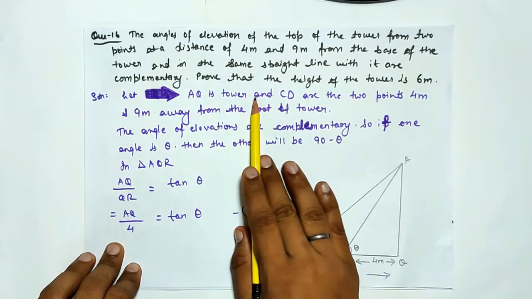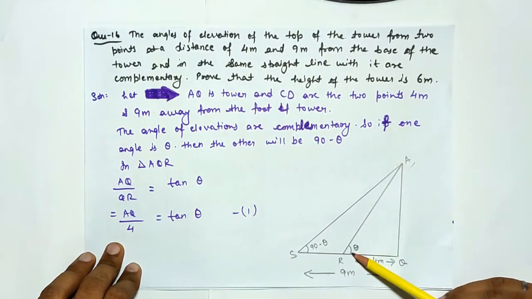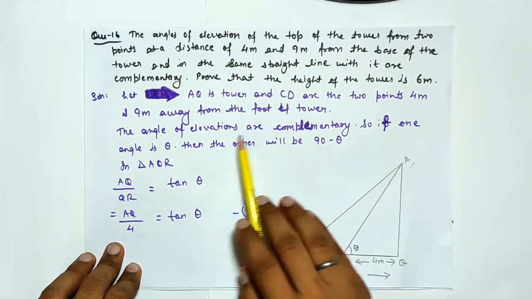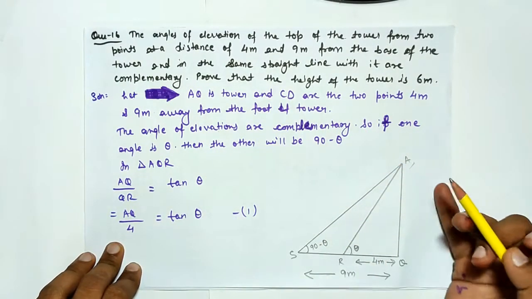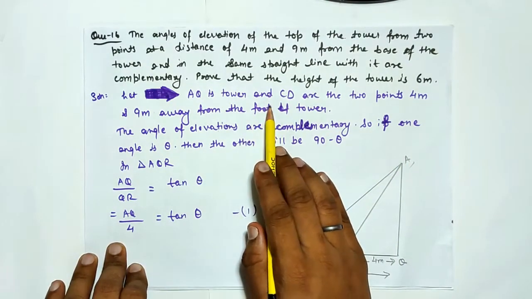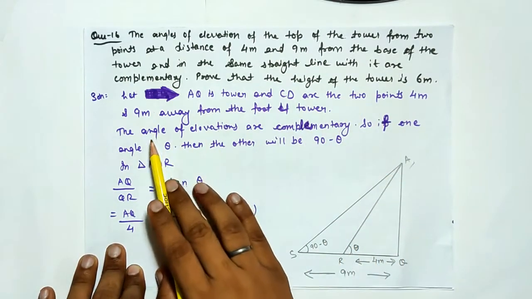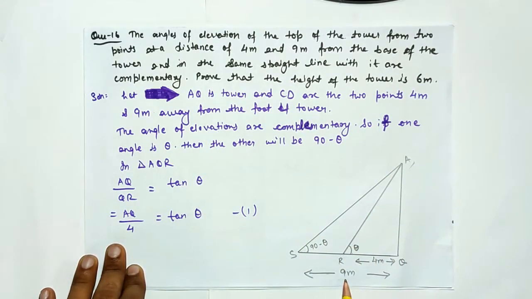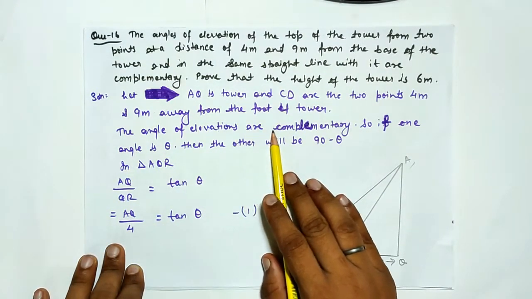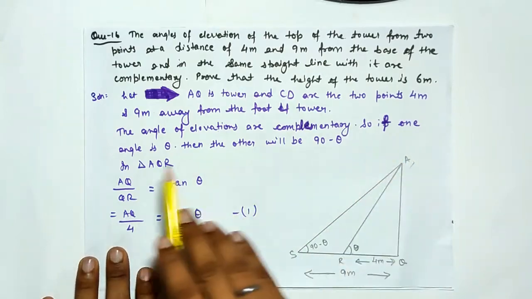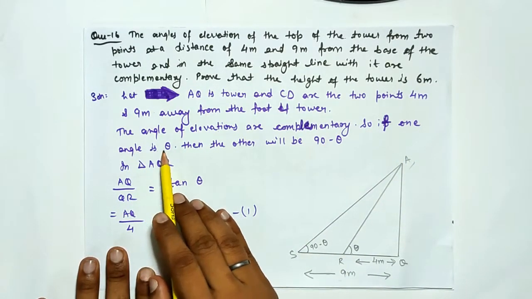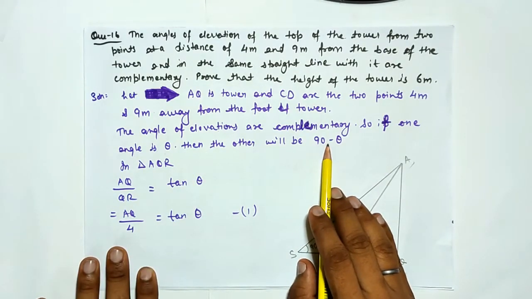Let AQ be a tower and R and S be the 2 points, at 4 meter and 9 meter. We have to observe that the angles of elevation are complementary. So, if one angle is theta, then the other will be 90 minus theta.